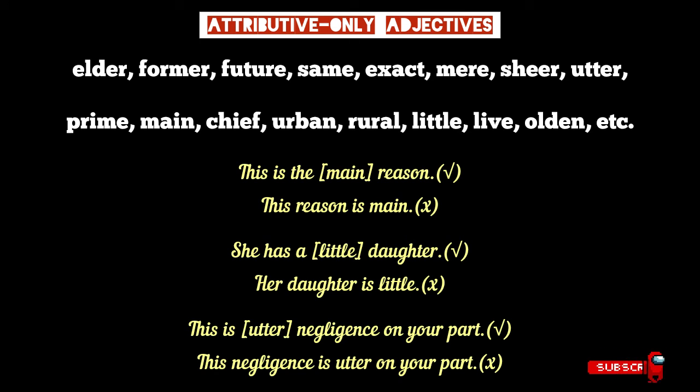The word little is also an attributive only adjective. So it's been used right before the noun daughter to modify it. But the predicative use of the same adjective little in the next sentence, her daughter is little, is incorrect. The word utter is also an attributive only adjective. So the use of utter before the noun negligence is correct. But if you use it predicatively after the linking verb is, it will be grammatically incorrect. So it's ridiculous to say this negligence is utter on your part.